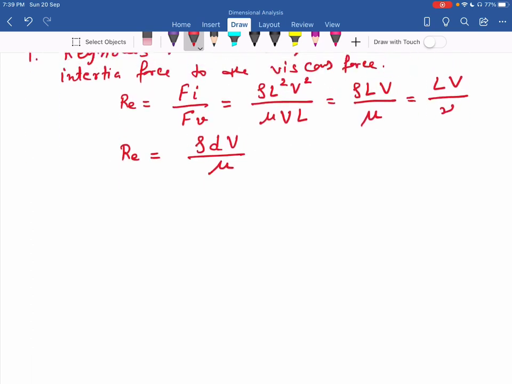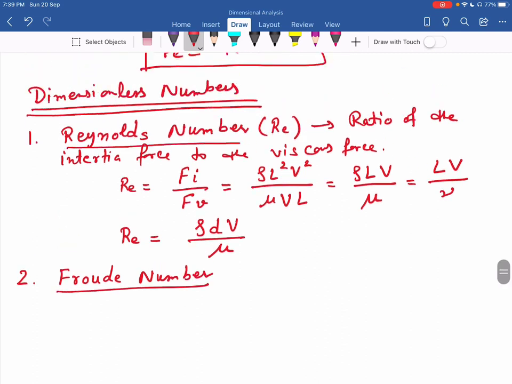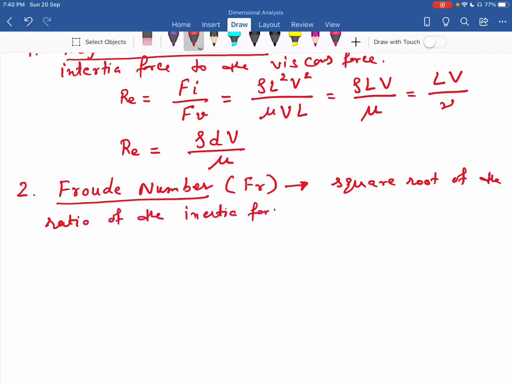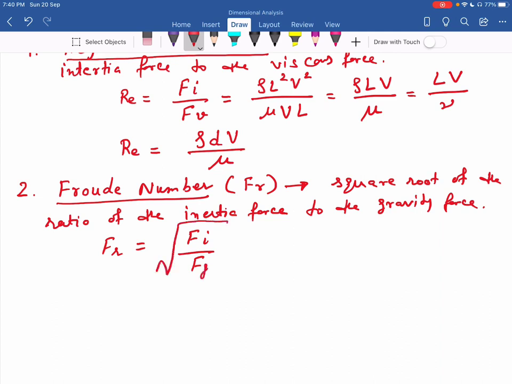Now the second dimensionless number is Froude number, represented as Fr. It is defined as the square root of the ratio of the inertia force to the gravity force. So Fr I can write as equal to Fi divided by Fg under root.